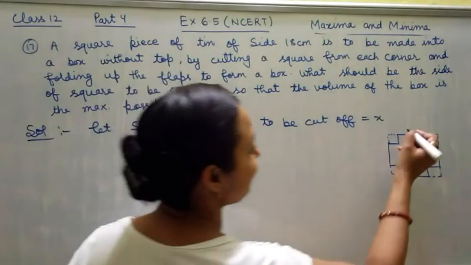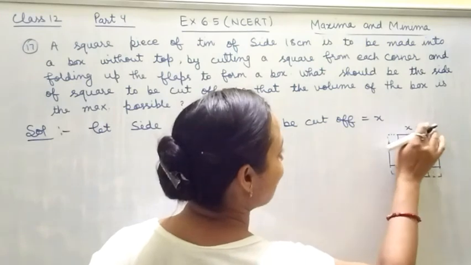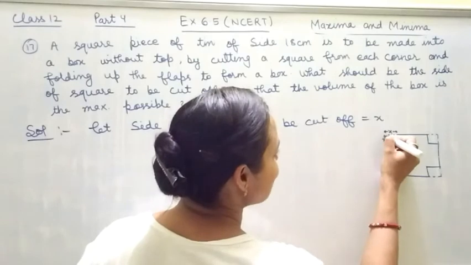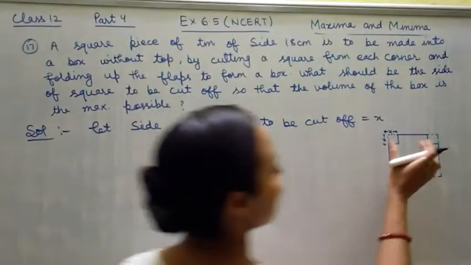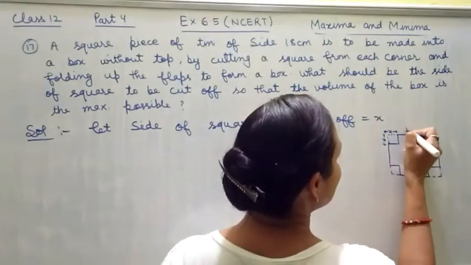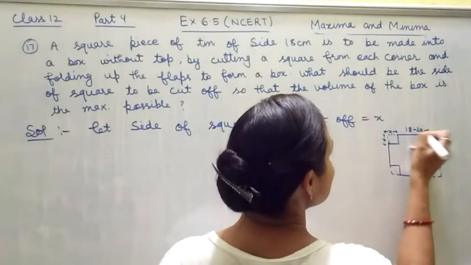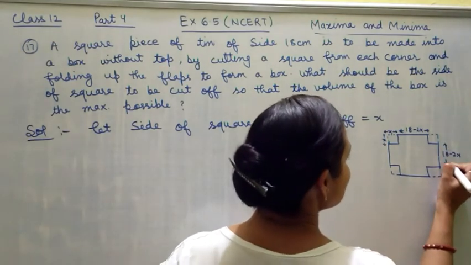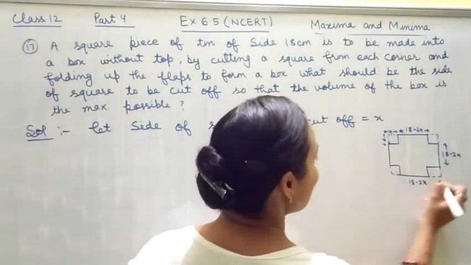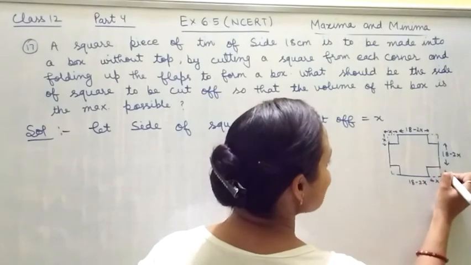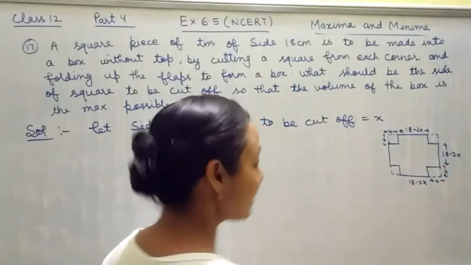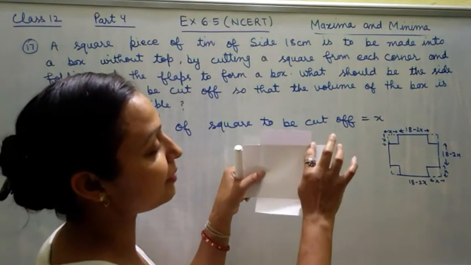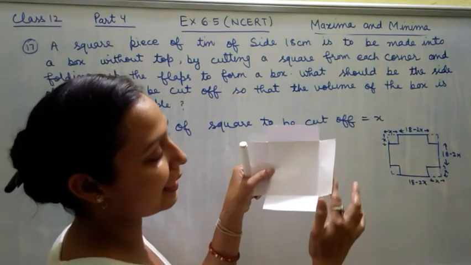For each corner, if it is x, the total is x, meaning the side is x. Each corner is x, then the side of this one is 18 minus 2x, right? This is 18 minus 2x. This is also 18 minus 2x, but this is x and this is also x. Okay, if I suppose the volume, this is a diagram in which it is x, this is 18 minus 2x.